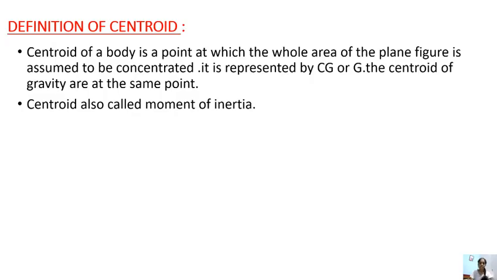Firstly, let us see the definition of centroid. Centroid of a body is a point at which the whole area of the plane figure is assumed to be concentrated. It is represented by CG or G. The centroid and center of gravity are at the same point. Centroid is also called moment of inertia.